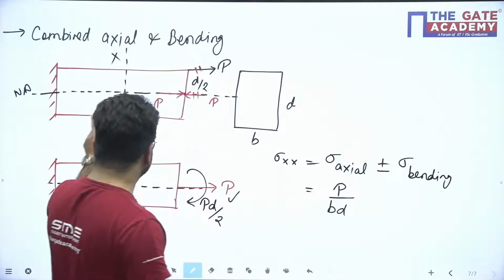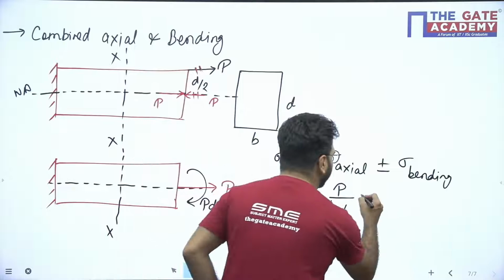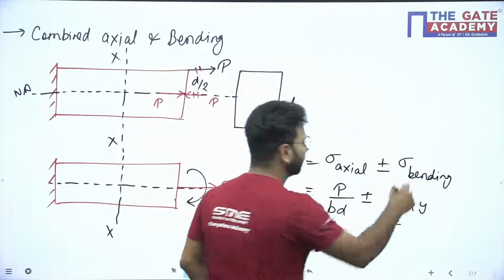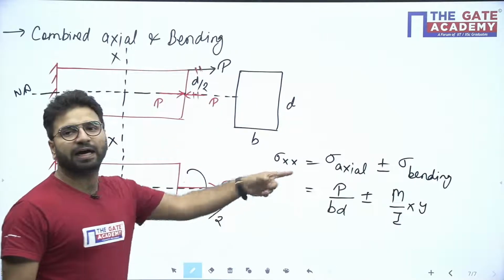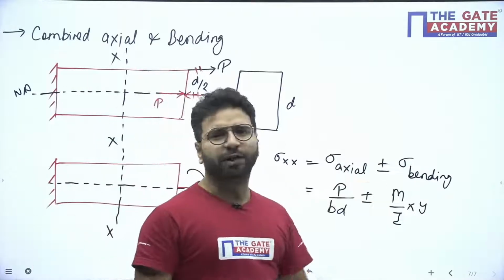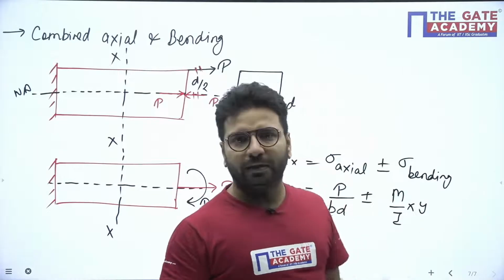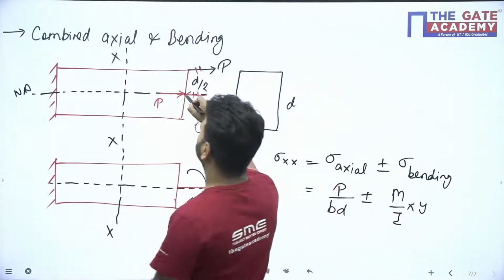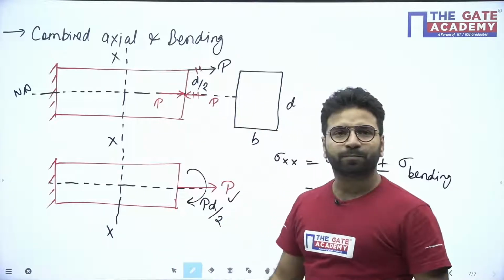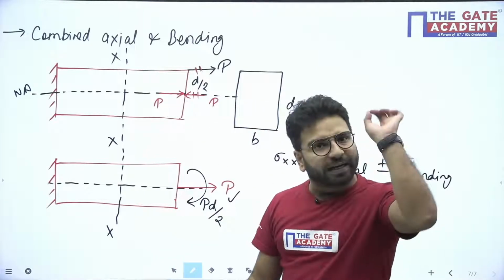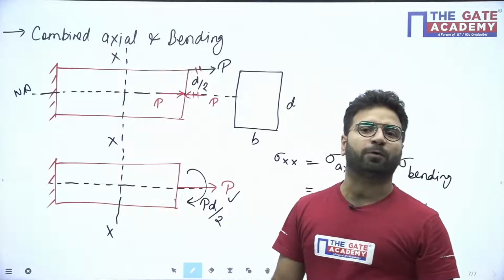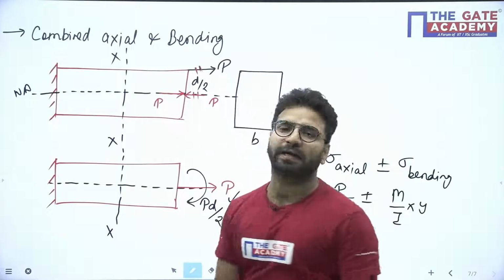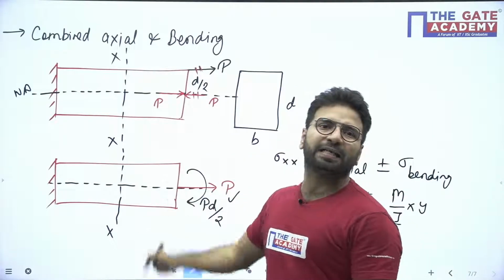I am just saying stress at section XX, it can be maximum or minimum, and here you will write M upon I into Y. M value is PD by 2, I is BD cubed by 12, Y will be D by 2, right? So you can calculate like that. The concept here is, if the load is not applied at the neutral axis, then definitely the bending moment effect will also come while calculating the stress. That's the concept of combined axial and bending.